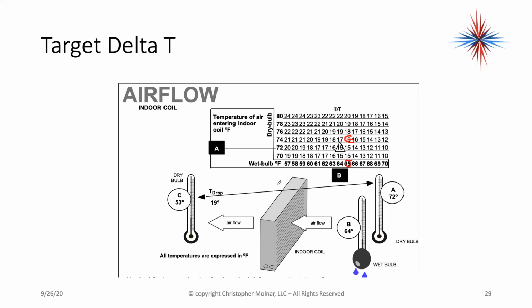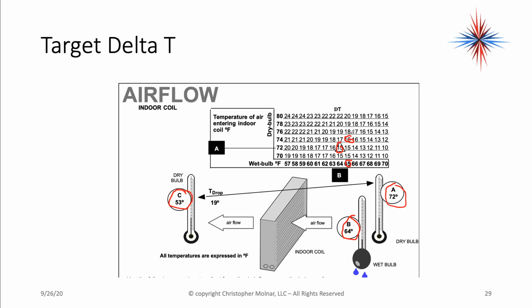Now, if we take a look at this example here, my return air coming in is 72 degrees dry bulb, 64 degrees wet bulb, and leaving on the supply air of the system is 53 degrees. They have a delta T of 15 for those numbers, so this system is working properly.